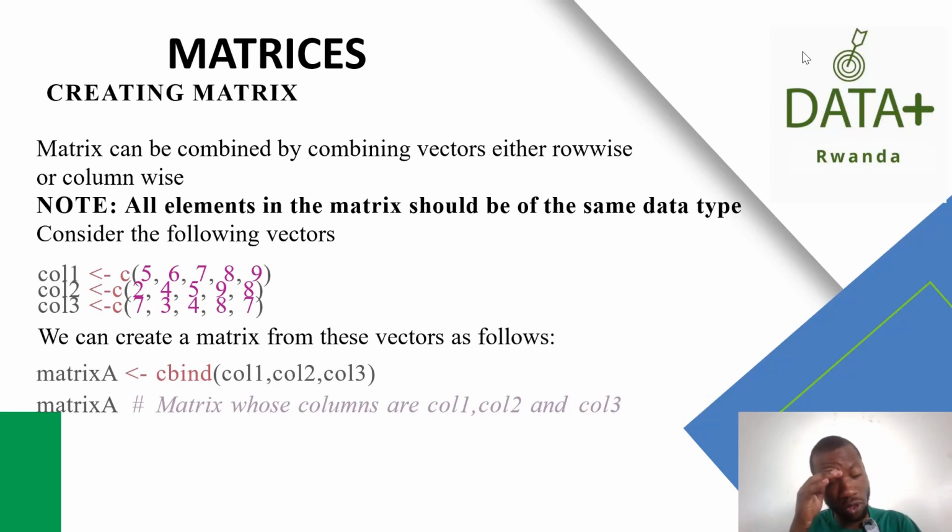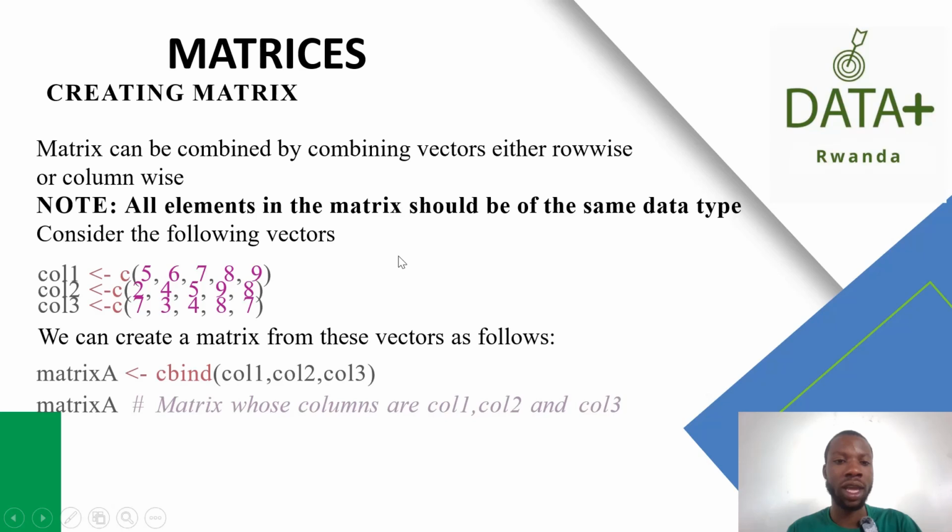And for the matrices, as we have seen, it is two-dimensional. It is composed of rows and columns, but of the same data type. That is what we need to have. Note that all elements in a matrix should be of the same data type. Of course, you cannot have a matrix of the names of people and their ages at the same time. It cannot work. If I'm going to generate a matrix, I make sure that if it is age, both of them are numbers.